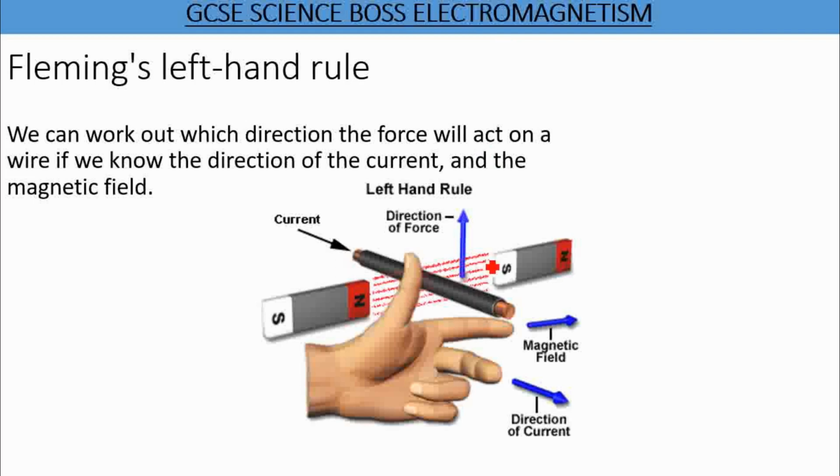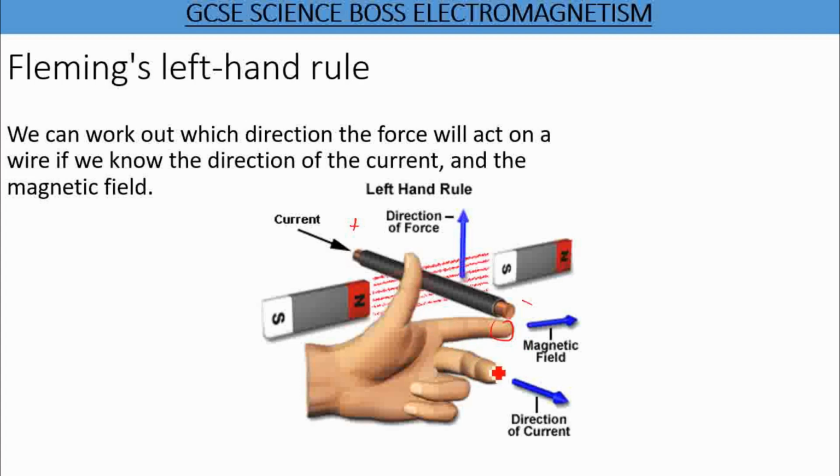Now, how do you work out the direction of the force on the wire? We use Fleming's left hand rule. Just remember that the magnetic field always runs from north to south. Current is always from positive to negative. Your thumb will then tell you the direction. So if you line up your left hand as shown here, using this finger, point it from the north to the south. Your first finger. Notice they're all 90 degrees to each other.